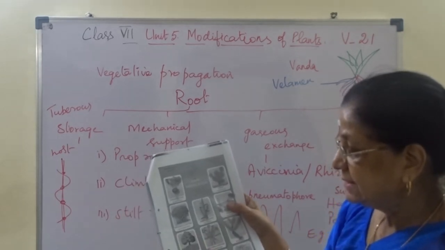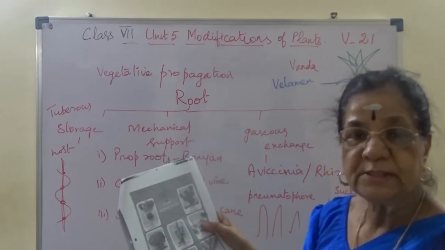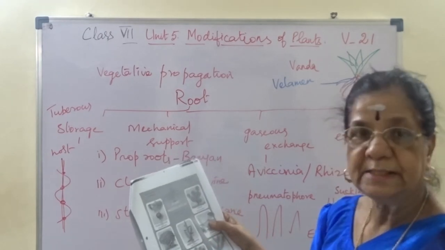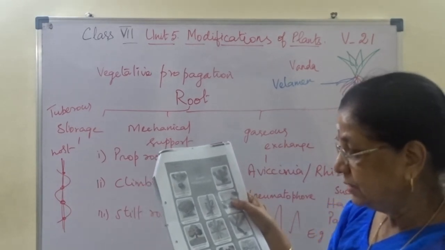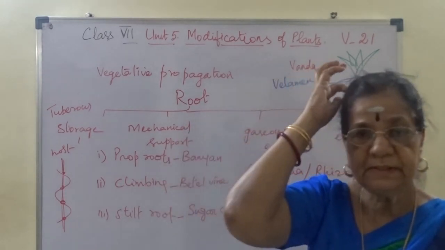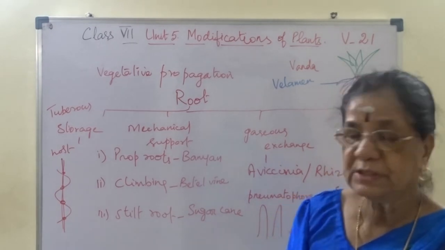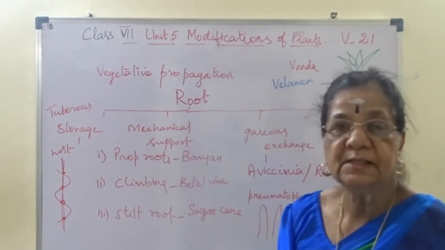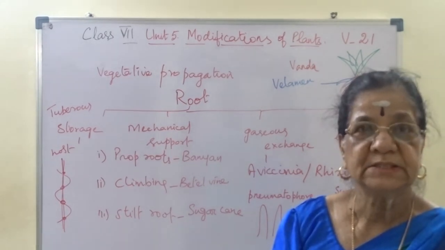Then it is the gaseous exchange, Avicennia. Avicennia actually is a tree. The root system is clear. It grows in saline water. Normal root will not get enough oxygen. It has pencil-like projections for protection. That is called pneumatophores. Okay, then this one, sucking root, example, Cuscuta. It is a yellow thread-like structure, the Cuscuta parasite. I hope you are able to follow. The other modifications are of stem and leaf. Are you clear? So, this is for root modification.